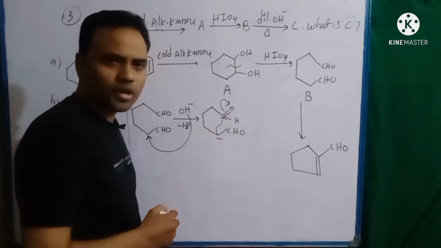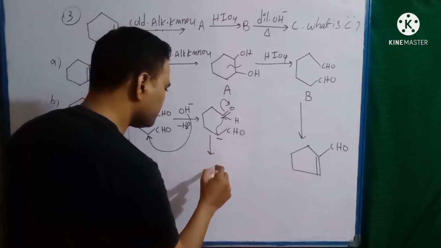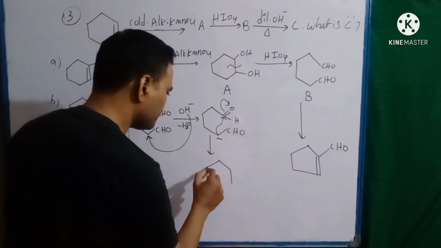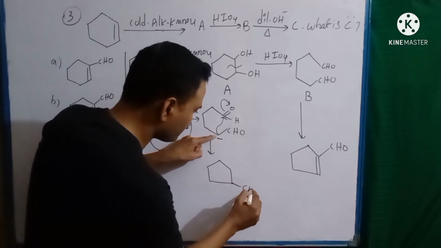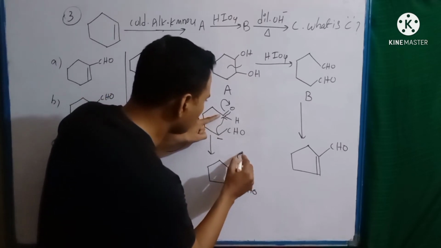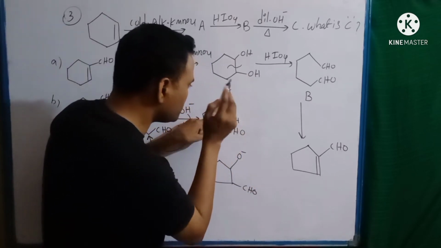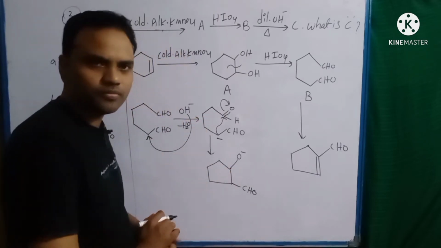and leads to formation of a 5-member ring. So I am writing that 5-member ring here. See, this carbon is having CHO and this carbon is having O minus because this bond shifted towards oxygen, and here hydrogen is present.